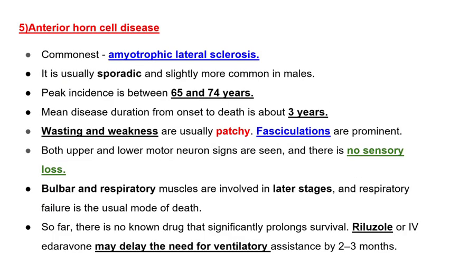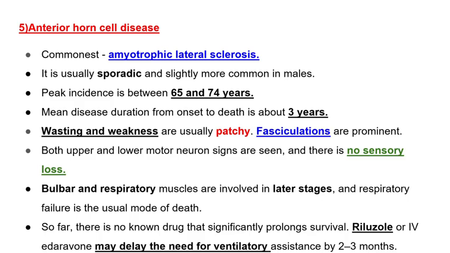Anterior horn disease, the commonest will be amyotrophic lateral sclerosis. It is usually sporadic and slightly more common in males. Peak incidence will be between 65 to 74 years. Mean disease duration from onset to death is about 3 years. Muscle wasting and weakness are usually patchy. Fasciculations are prominent. Both upper and lower motor neuron signs are seen, and there is no sensory loss.